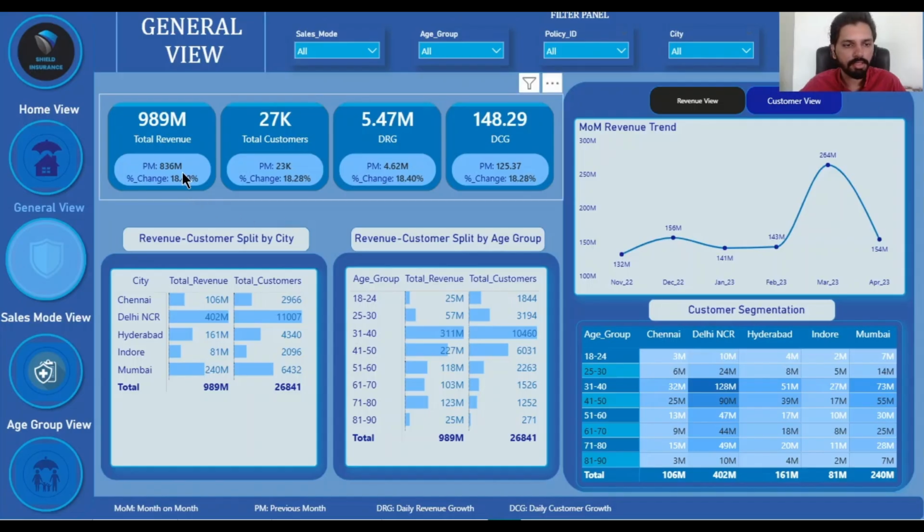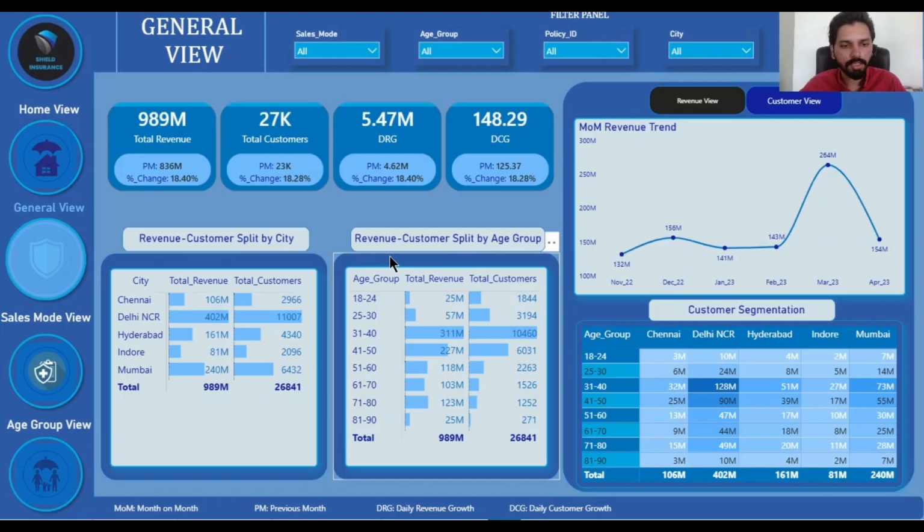In this we have also mentioned the previous month figures for all the KPIs and also the percentage change from the previous month to the current month. There is a positive impact, approximately an 18% change, between the previous month KPIs and the current month KPIs. So that's a positive impact on the performance of the company.